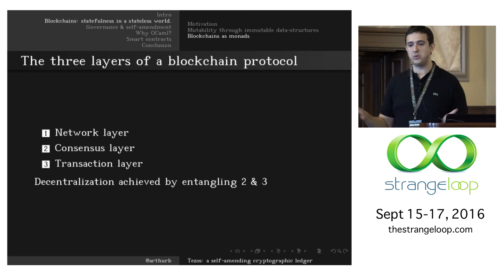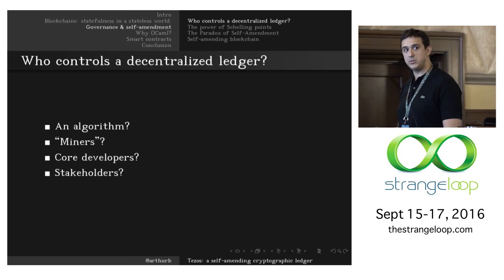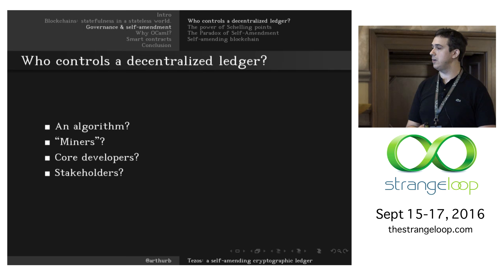And so, okay, we have this blockchain, but who exactly controls it? If there's no state, if we don't have a centralized party that actually tells us what the blockchain does, who's really in charge? One answer is that it's the algorithm. In 2014, if you talked to people in the Bitcoin community, that was a very popular answer. You would say, OK, but who's in charge of Bitcoin? And they'd say, no one. It's math. It's purely math. You only have to trust the math.